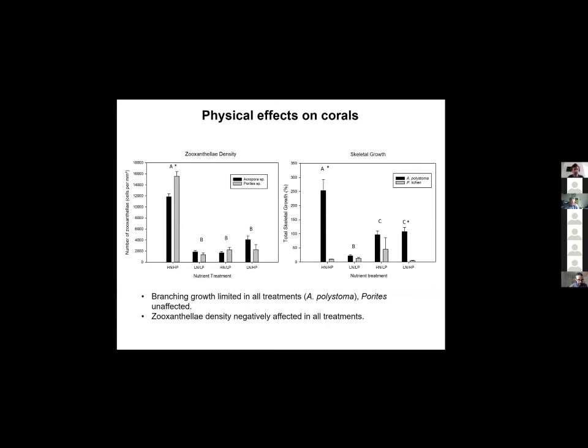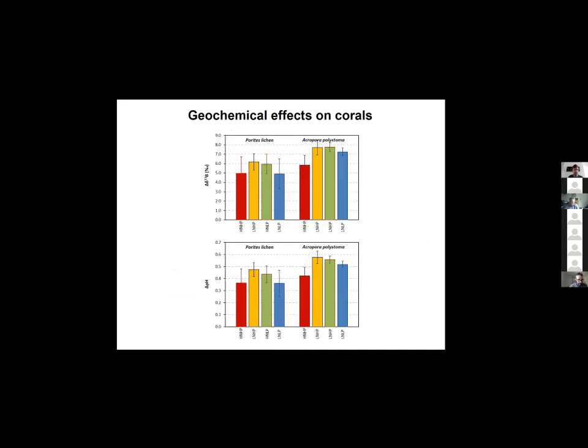So there were clear physical effects on these corals. Zooxanthellae density was affected in all treatments, shown on this figure on the left. And also skeletal growth was affected as well, particularly in the Acropora, the branching coral. So they are disrupting the coral calcification to different degrees, these treatments.